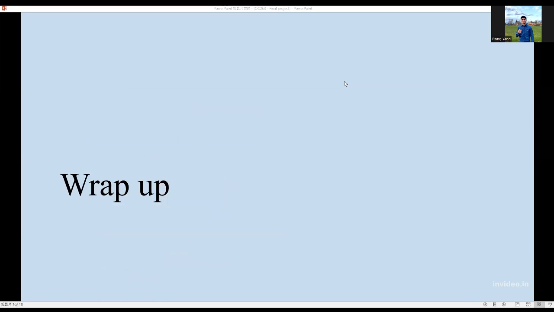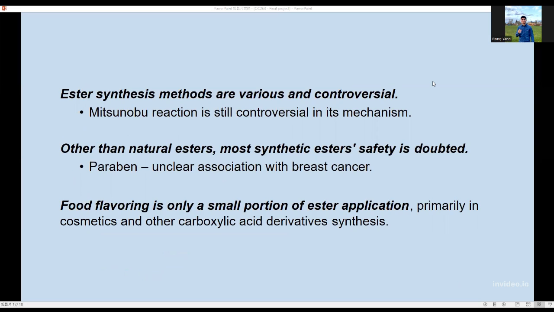Let's wrap it up. After discussing synthesis and application, there are more things that we should know. Ester synthesis methods are various and controversial. As a group of carboxylic acid derivatives, there are tons of ways to obtain esters efficiently, but the mechanism details are somewhat unclear for most of them. Like the Mitsunobu reaction, it is still controversial in its mechanism and its intermediates.